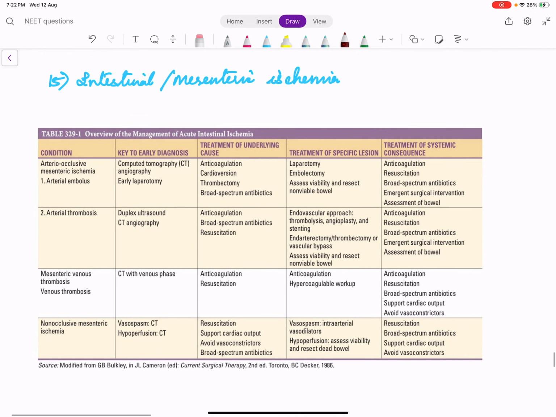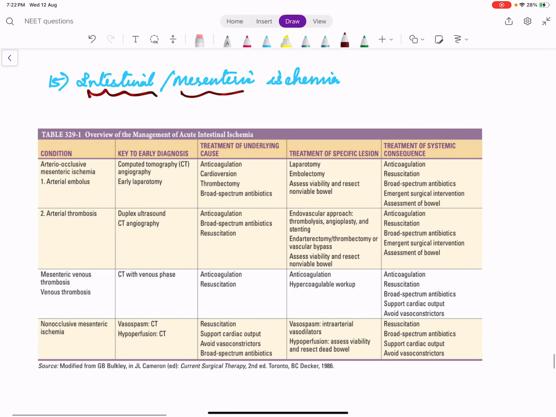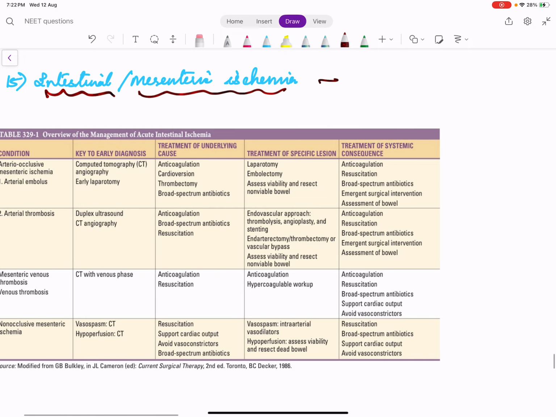So a small discussion about intestinal or mesenteric ischemia. So whenever ischemia is there, think of the word postprandial angina.